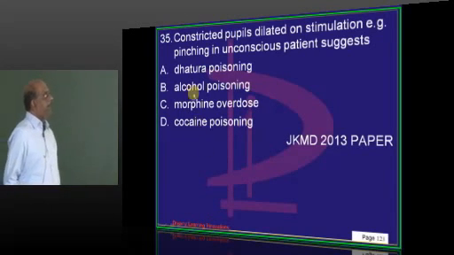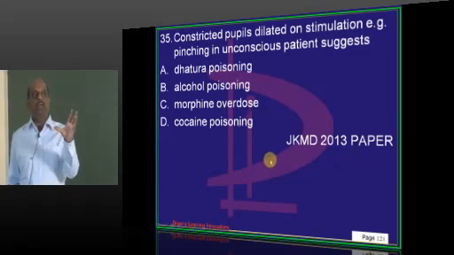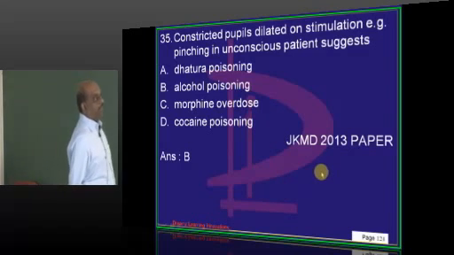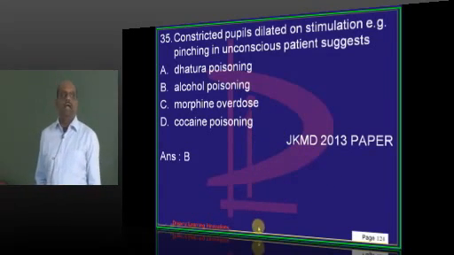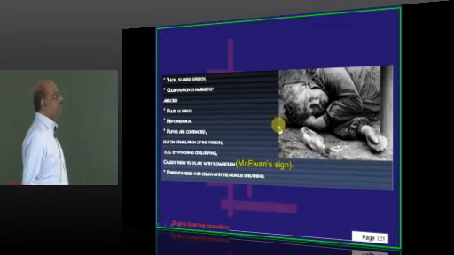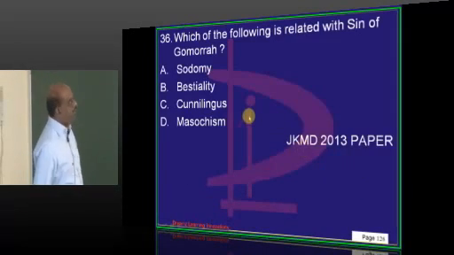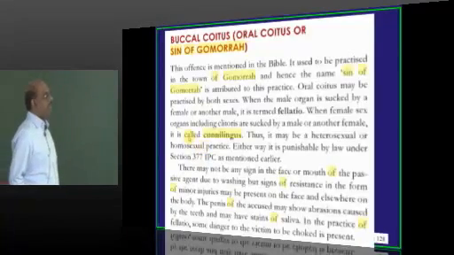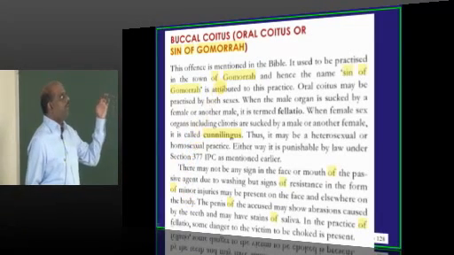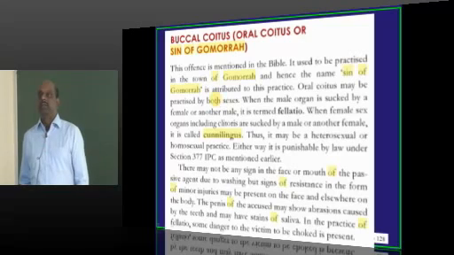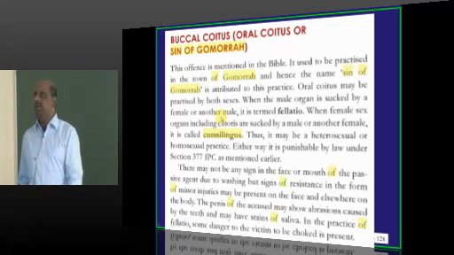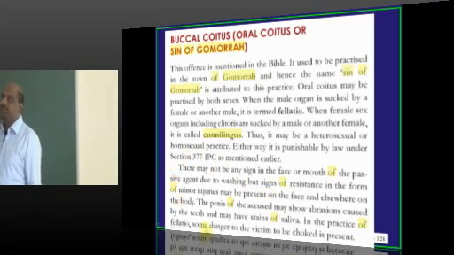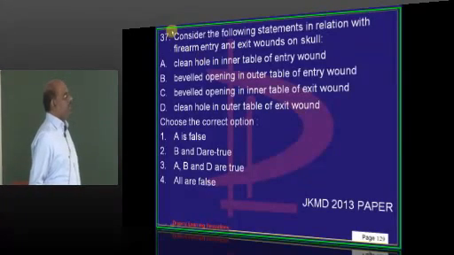Now, constricted pupils which become dilated on pinching the skin. Classically, where do you see, doctor? McEwen sign, it is called. Alcohol poisoning is a classical example where we find McEwen sign. So what is Sin of Gomorrah? Sin of Gomorrah is about oral coitus, buccal coitus, where the male genital organ is taken into the mouth by either a male or a female sex partner.